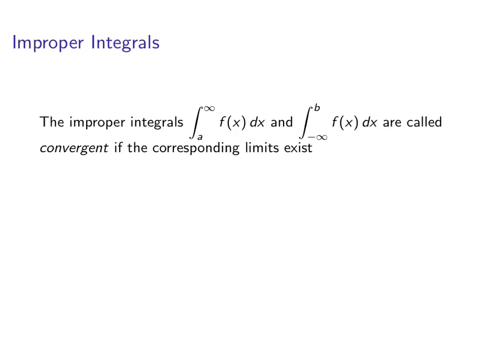Now these improper integrals are called convergent if the corresponding limits exist. And we're going to call them divergent if the limit does not exist.